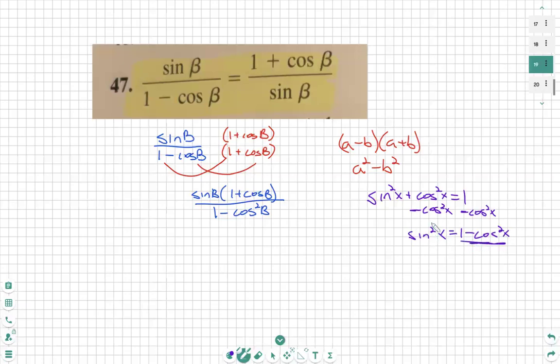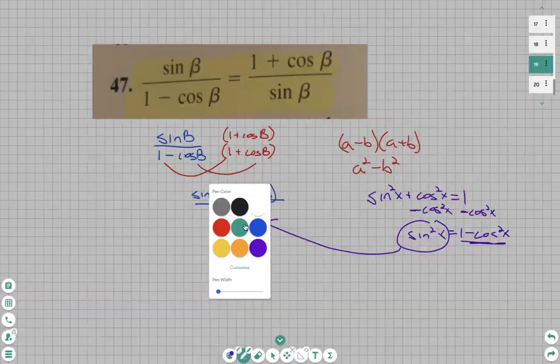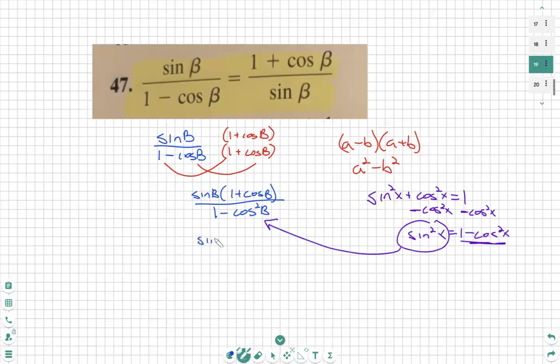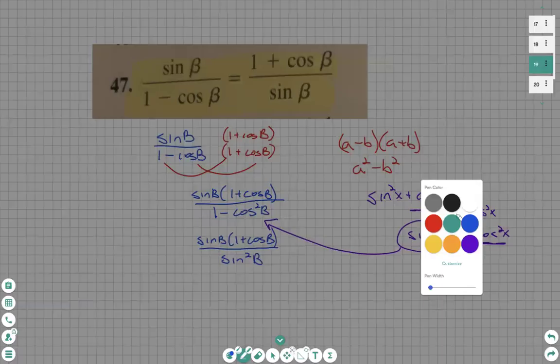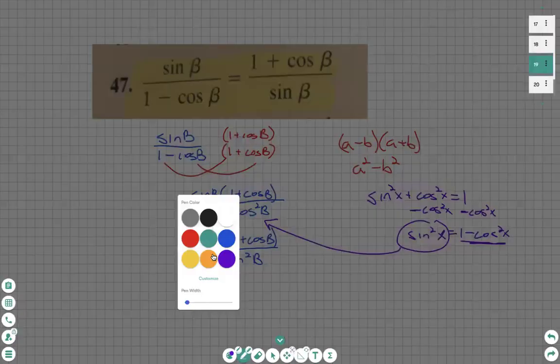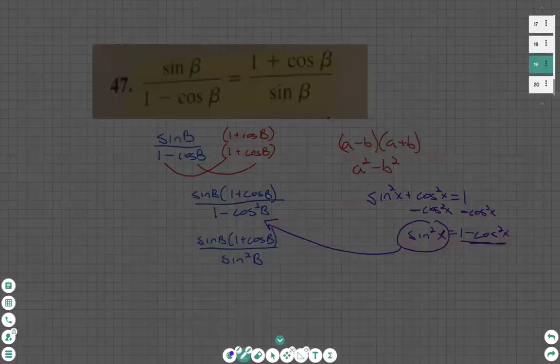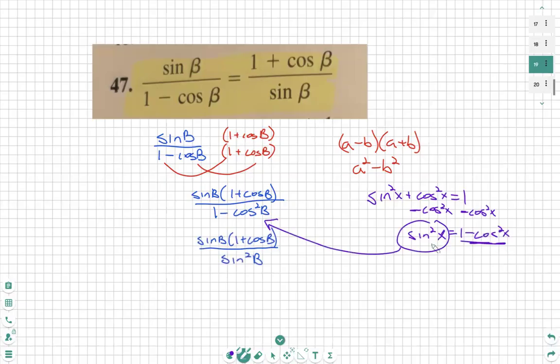We can now use this and replace it with what is on our denominator. So we rewrite sine of b, 1 plus cosine of b. We're going to change our x to a b in this situation. Sine squared of b. So everything makes sense. We just substituted what 1 minus cosine squared is equal to from this equation.